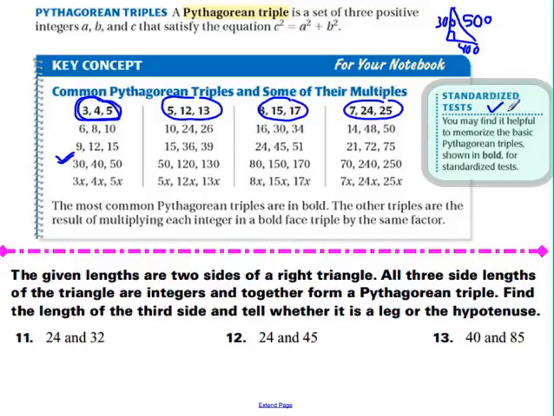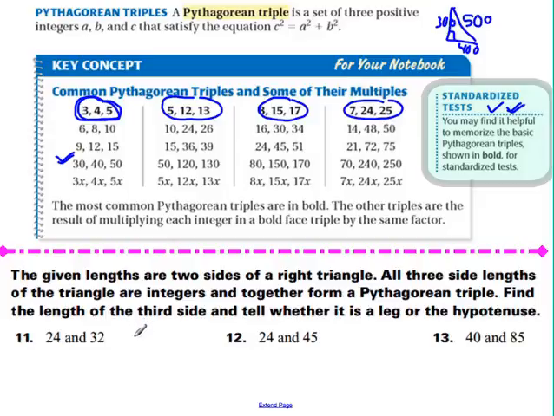And for standardized tests, if you're one who wants to score well on them, you might find it helpful to memorize some of these to really help you out. All you do is memorize the top ones and try to recognize if there's some multiple of them, which are listed below. The most common Pythagorean triples are in bold. Other triples are the result of multiplying each of the integers. So these below are just times 2 or times 3 or times 4, times 10, whatever it might be.